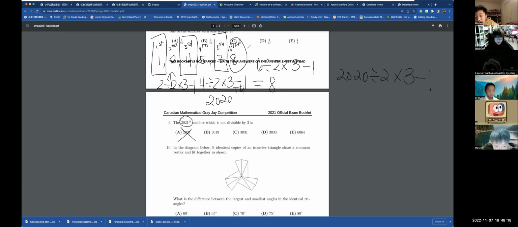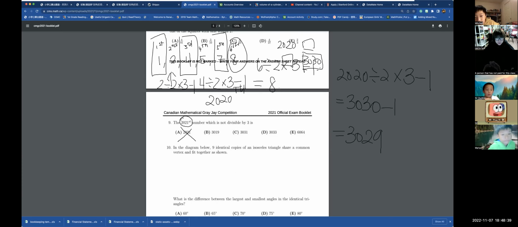So the 2020th number is 3030 minus 1, which is 3029, right? So the next one, 2021, is 3031. So the answer is C. Understand? Okay, I'm going to do it again.